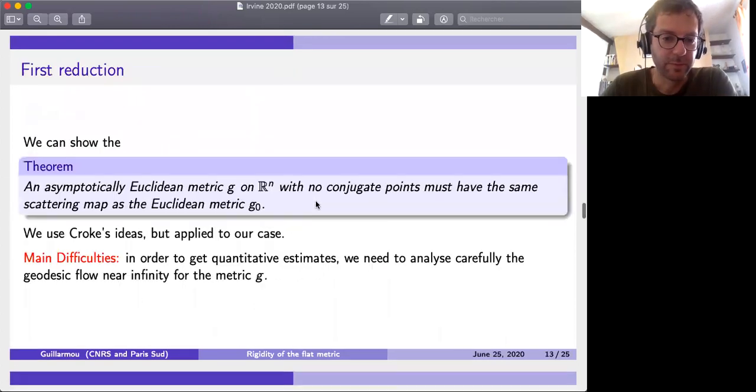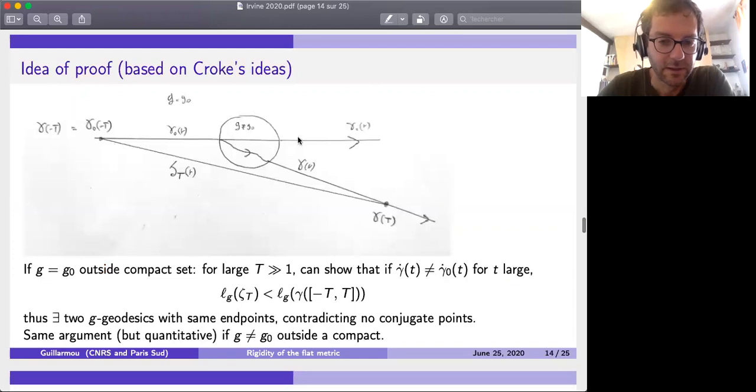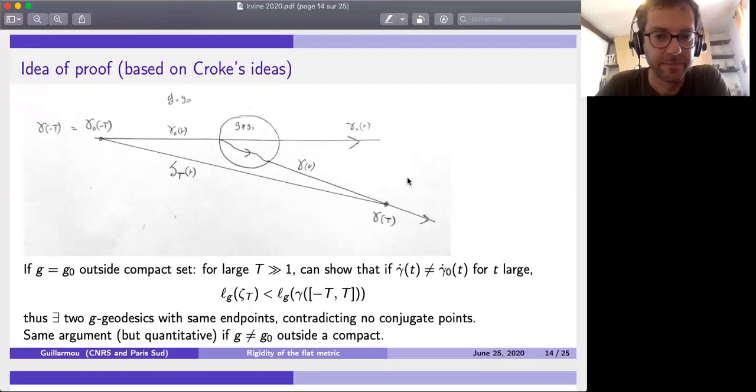So remember on my picture here, to have the same scattering, we need to get the same endpoint for gamma of t as the Euclidean geodesic gamma 0. So here, it really means that this gamma of t has to be parallel to gamma 0, because being parallel means that you're tending to the same point y at infinity on the sphere. And basically the covector eta measures more or less the Euclidean distance between these two parallel lines.